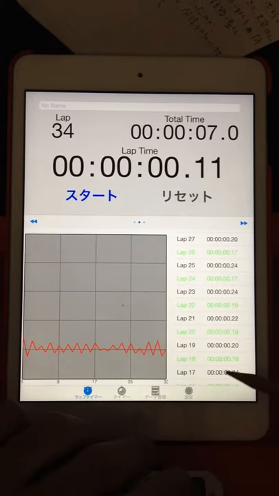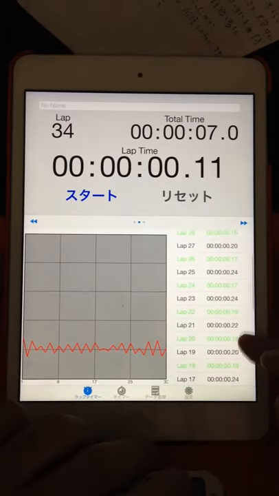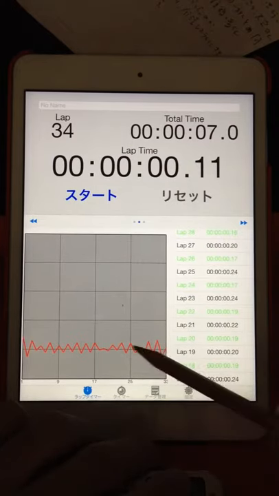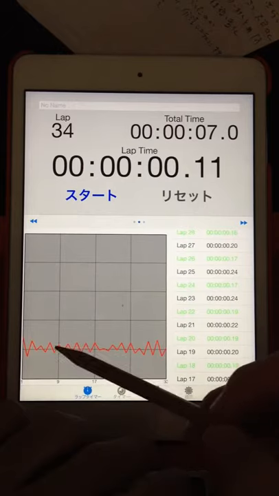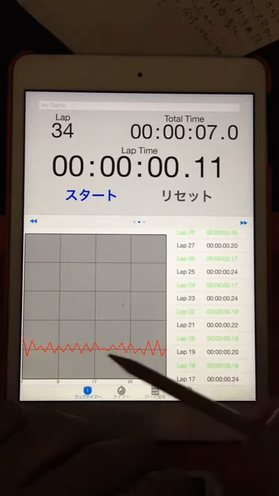Third bar, 1-2. The difference is 1. 1 means 10 millisecond. It's 2%. 2% bounce. And the typical one is this regular bounce.